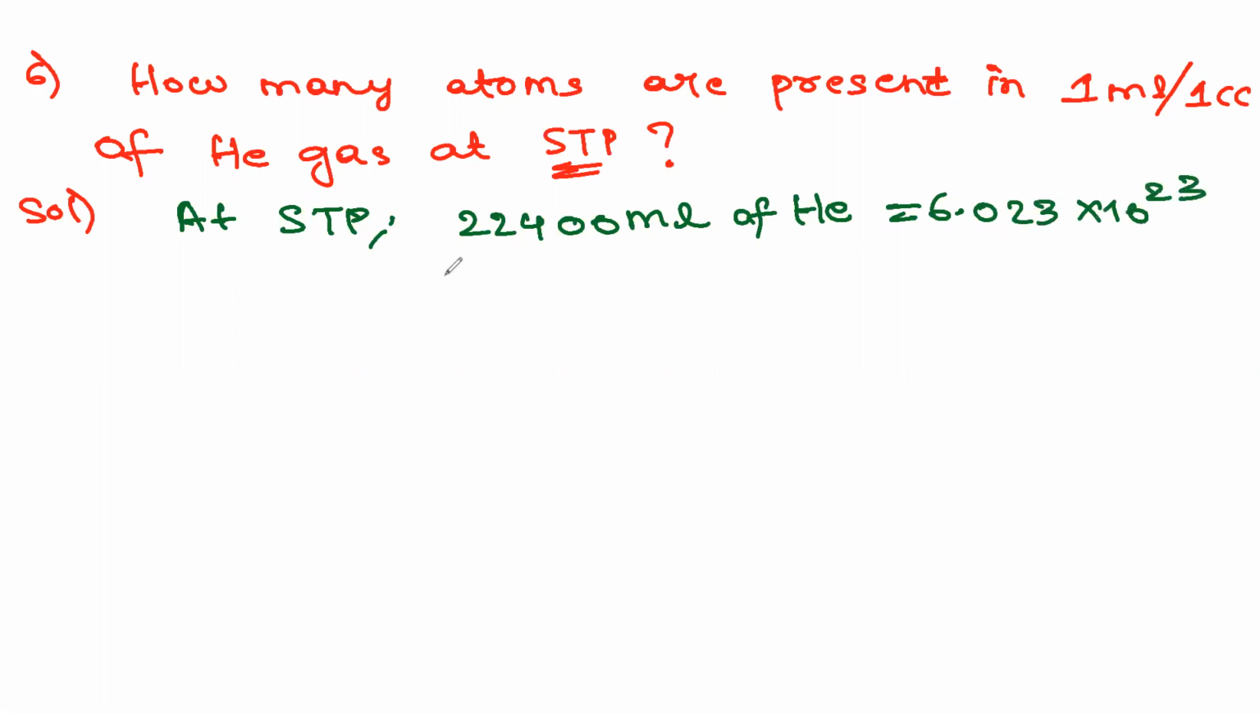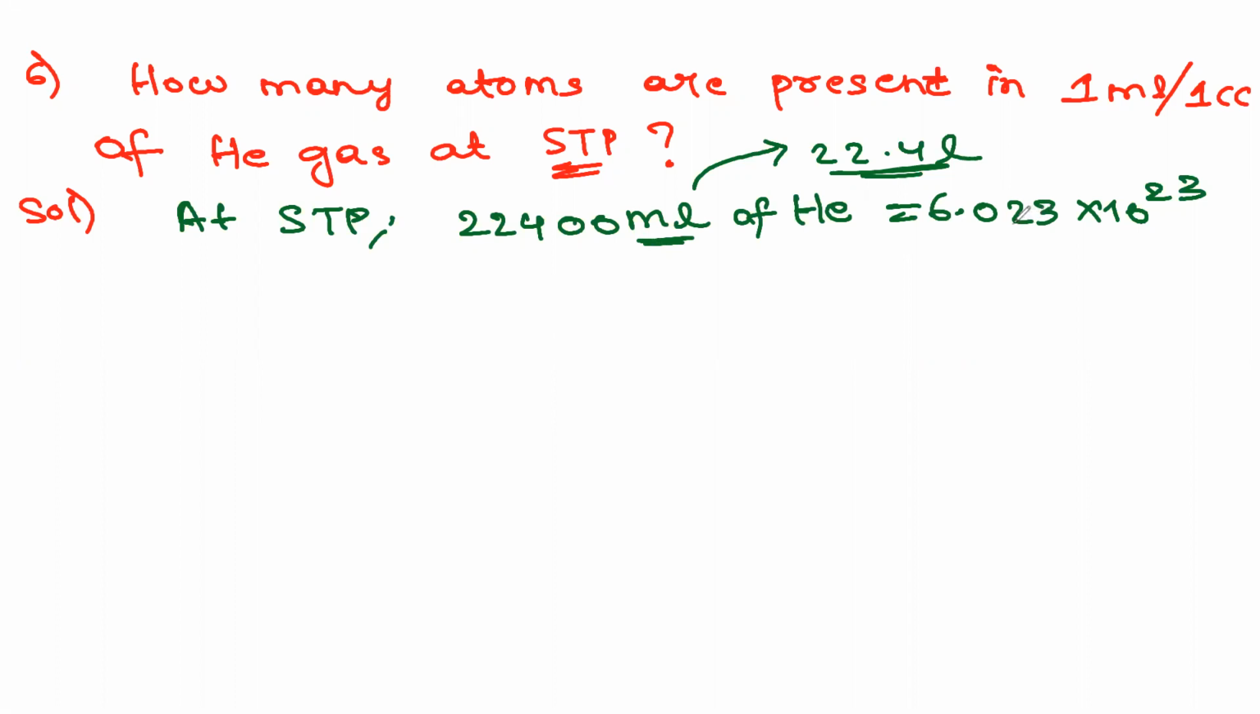We can get this directly from the mole concept, that is volume to number of particles. 1 mole occupies 22.4 liters at STP. Since the numerical is given in mls, I have converted the liters into mls. 22.4 liters can be taken as 22,400 ml of helium. So it contains the Avogadro number of particles, because we already know 1 mole of any gas contains Avogadro number of particles. So here it is 6.023 into 10 to the power of 23 atoms.